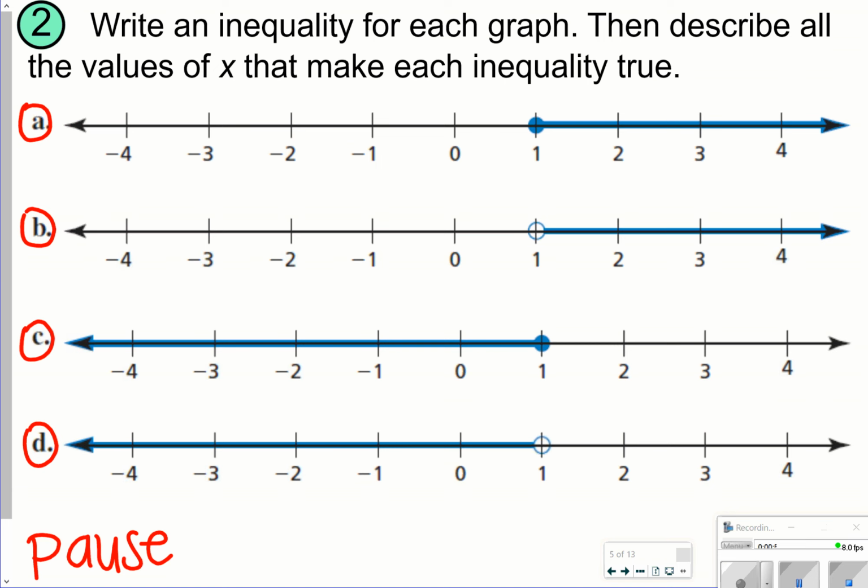Okay, so for number 2, we have a closed circle pointing to the right. Anytime we have a closed circle, we're always going to have greater than or equal to or less than or equal to. And since it's pointing to the right, for all things bigger, I'm going to say that this is x is greater than or equal to 1.